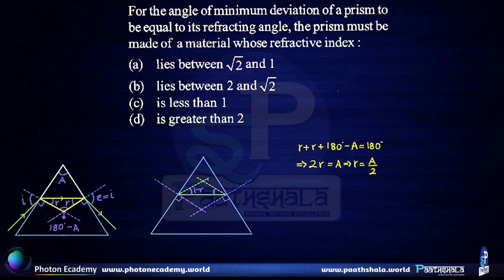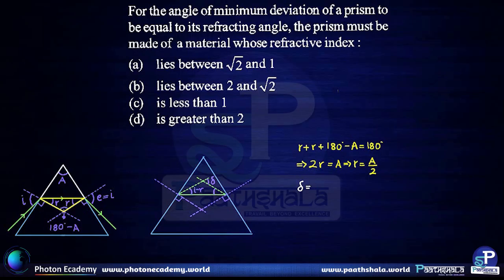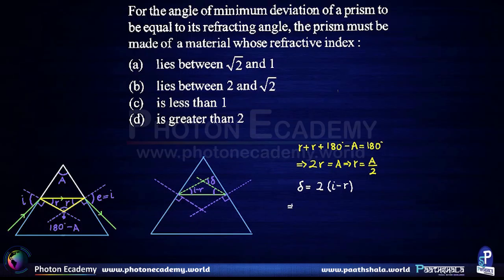Now this angle between the green dotted lines is called delta, or the angle of deviation, and it is minimum in this case, which is the minimum deviation case. The property of a triangle is that an external angle such as delta is equal to the sum of the two internal opposite angles. So delta is equal to 2 times I minus R, and we are given that angle of minimum deviation is equal to the refracting angle. Therefore we have A is equal to 2I minus 2R.